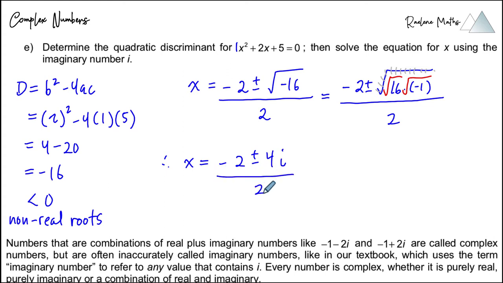From here, we take the 2 and divide it into both terms in the numerator. So 2 divides into negative 2 as well as into 4i. That gives us that x is equal to negative 1 plus or minus 2i.